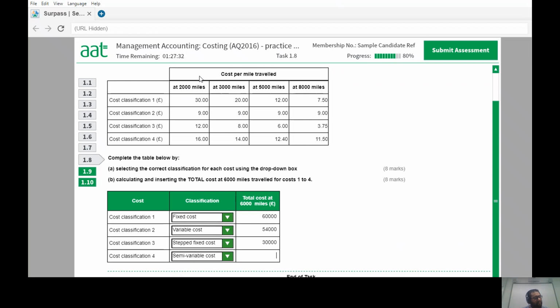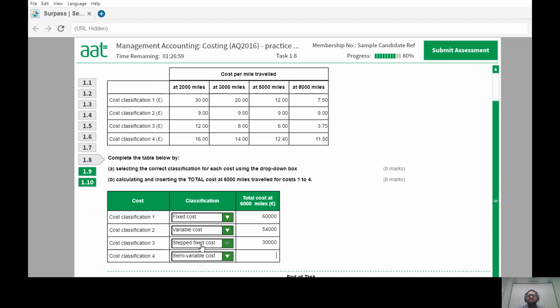Okay, so therefore 10,000 divided by 1,000 is going to be £10 per unit variable cost. So let's go back to my original classification. 10 multiplied by 2,000 miles is going to be £20,000, and take that away from the 32,000, and I will have a fixed cost of £12,000. So the variable cost is £10 per unit, and the fixed cost is 12,000.